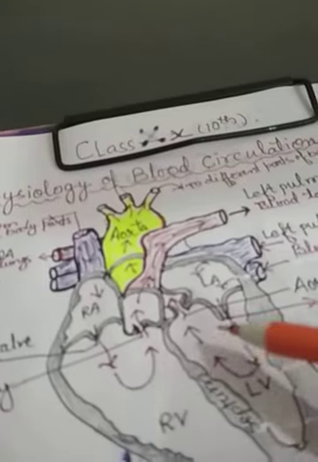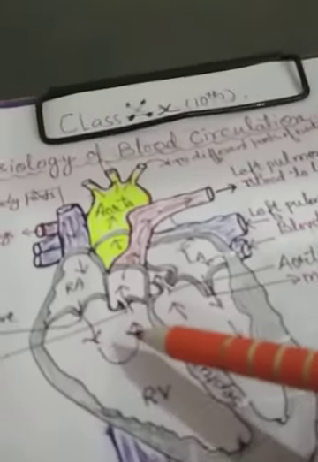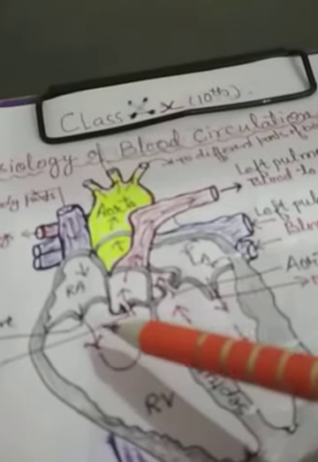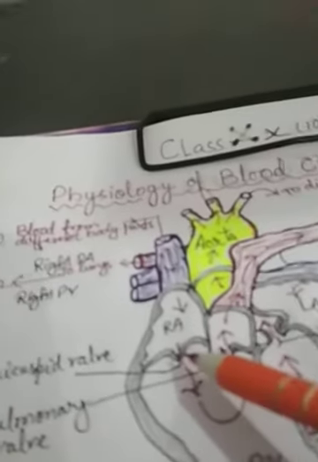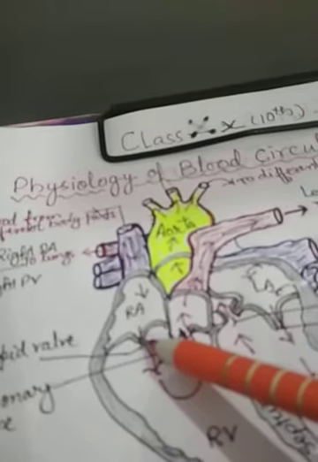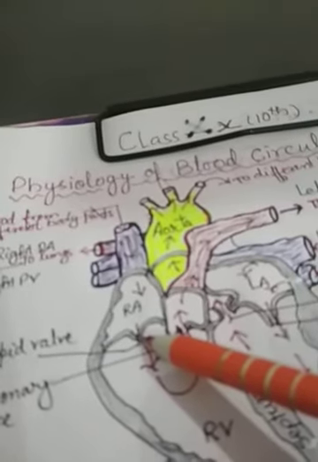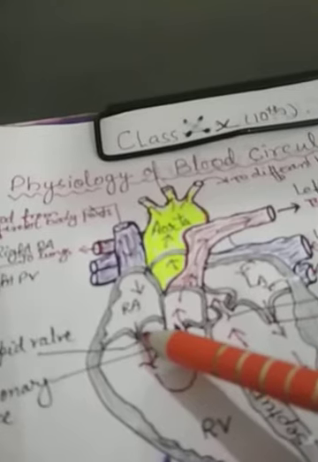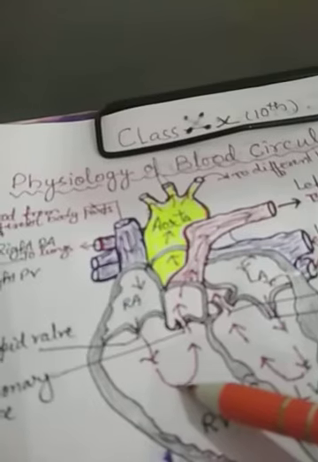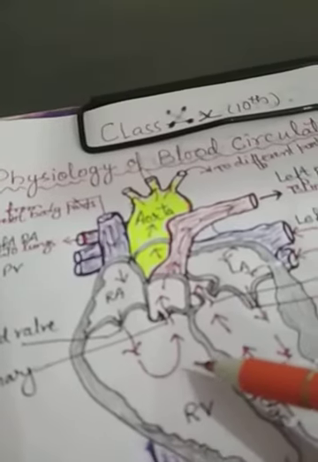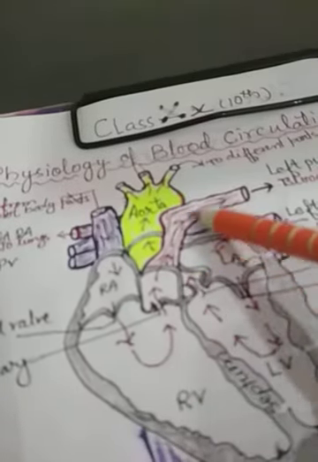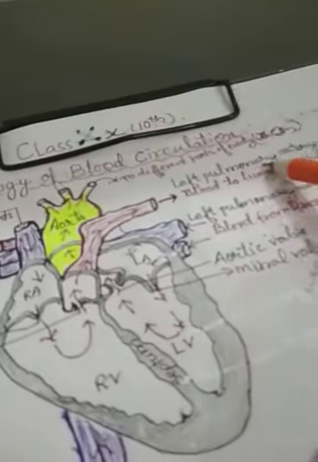These chambers are connected by 4 valves. Number 1 valve is the tricuspid valve. This tricuspid valve facilitates the connection between the right atrium and right ventricle, while the right ventricle is connected to the right and left pulmonary arteries.